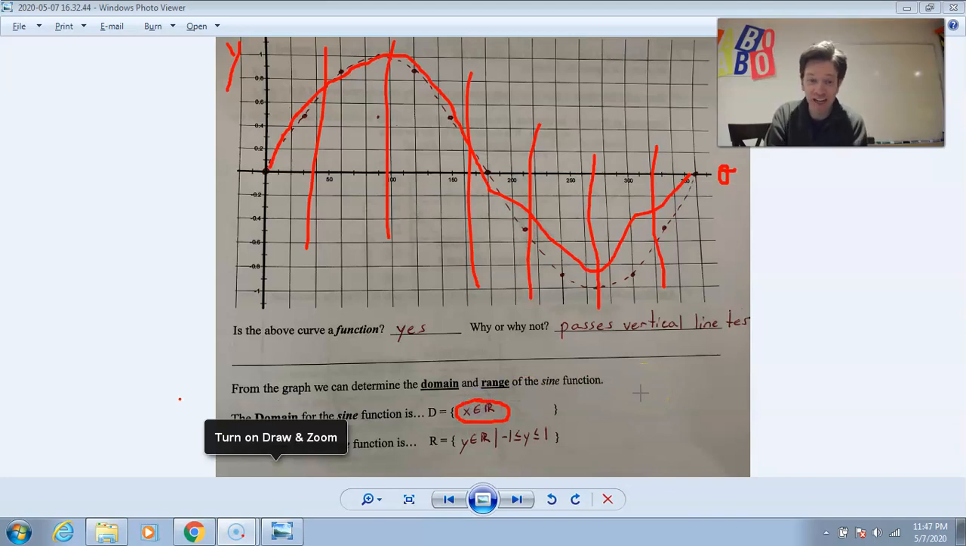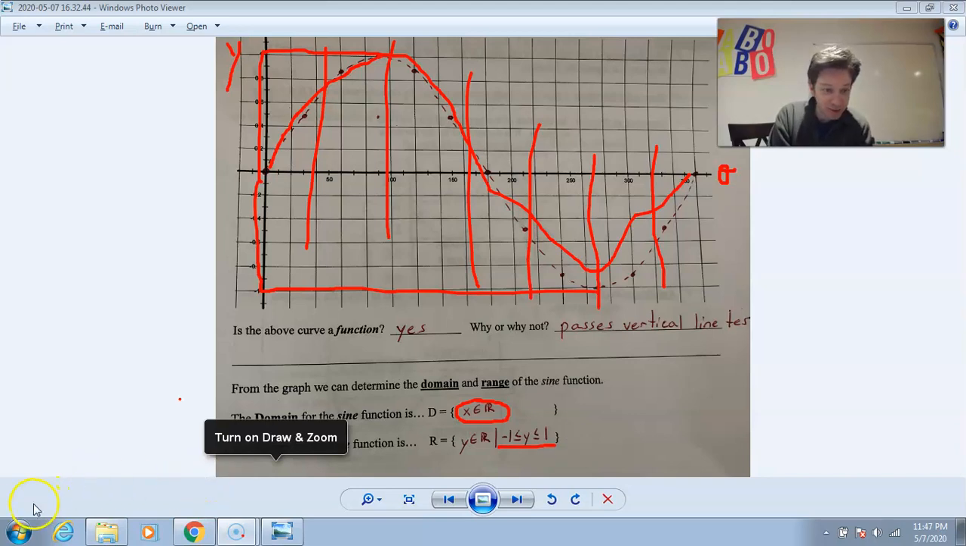Okay, your range, however, notice that we only go as high as 1 and as low as -1. So your range is in between 1 and -1. So we write it, it's an element in the set of all real values, but it is greater than or equal to -1, and less than or equal to +1. So it's in between -1 and +1.